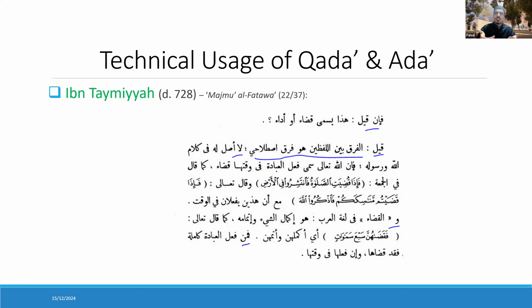And then he explains how the term is used within Revelation itself. So he says والقضاء في لغة العرب هو, what is it? هو إكمال الشيء وإتمامه. It simply means completing something. That's all it means. كما قال تعالى فقضاهن سبع سماوات أي أكملهن وأتمهن. That just as Allah Most High says regarding the seven heavens, that He completed them, meaning He completed the creation. Then Ibn Taymiyyah ends by saying فمن فعل العبادة كاملة فقد قضاها وإن فعلها في وقتها. So technically, linguistically speaking, if someone performs an action completely, even within its time, then he has done qada of it, linguistically.